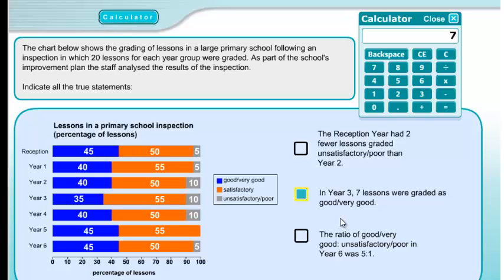Finally, the ratio of good or very good to unsatisfactory or poor in year 6 was 5:1. So let's look at year 6. Good or very good was 45. Unsatisfactory or poor was only 5. So 45 divided by 5 is 9. So that would be a 9:1 ratio. So that's also a false statement.